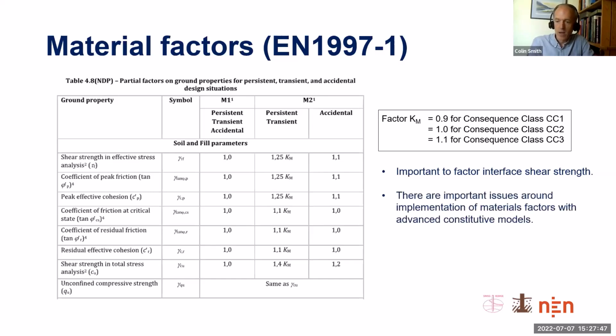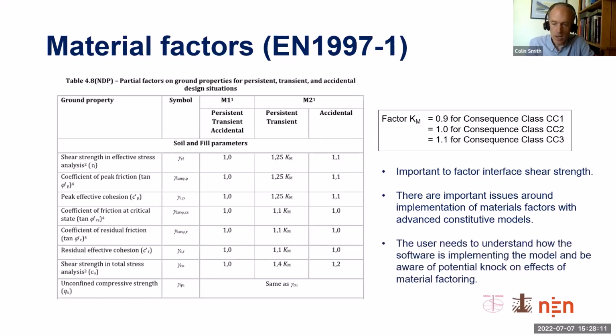But what I would say is, as well as that, of course, it's important to factor interface shear strength. There are, of course, a number of important issues around implementation of materials factors with advanced constitutive models. Here we are essentially factoring the ultimate strength of the material, but where we have advanced constitutive models, things can become more complicated. Generally, the Eurocode is not looking to address those more complex issues, and it's leaving that to the user to understand how the software you're using is implementing the model and the potential knock-on effects of applying factors to your materials or to those parameters which end up providing the strength within the numerical model.